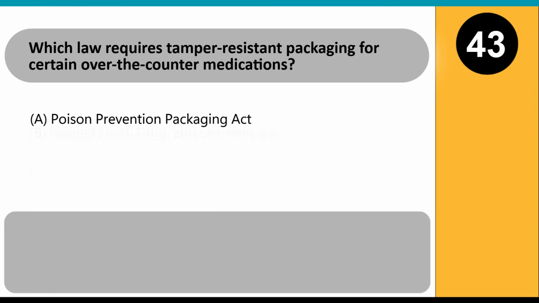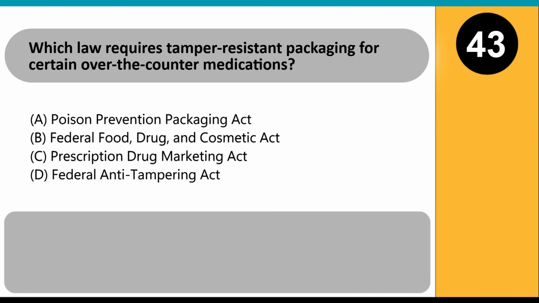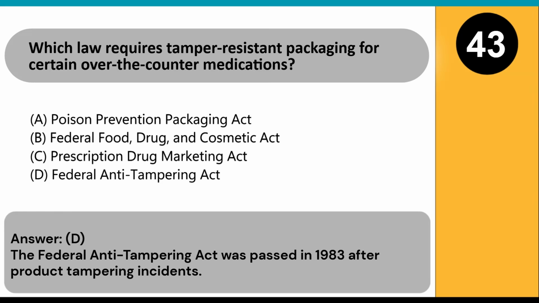Which law requires tamper-resistant packaging for certain over-the-counter medications? A. Poison Prevention Packaging Act. B. Federal Food, Drug, and Cosmetic Act. C. Prescription Drug Marketing Act. D. Federal Anti-Tampering Act. Answer D. The Federal Anti-Tampering Act was passed in 1983 after product tampering incidents.